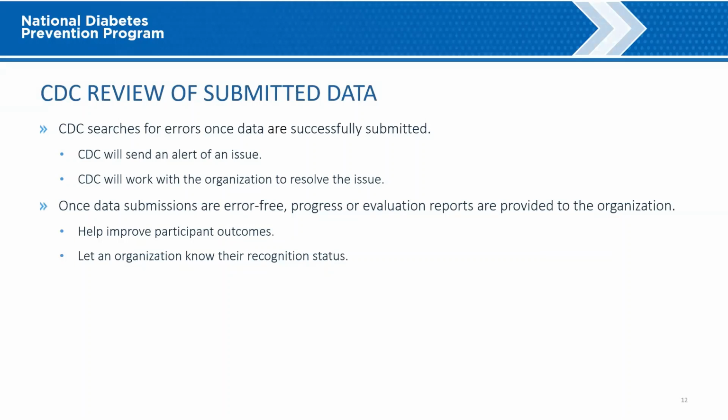CDC review of submitted data. As mentioned before, once data have been submitted, CDC will review the data and, if any errors are found, alert the organization to ensure all issues are resolved. Once an organization's data are error-free, CDC will send a progress or evaluation report based on the data submitted. The purpose of these reports is to help an organization's program improve participant outcomes and provide updates on recognition status.